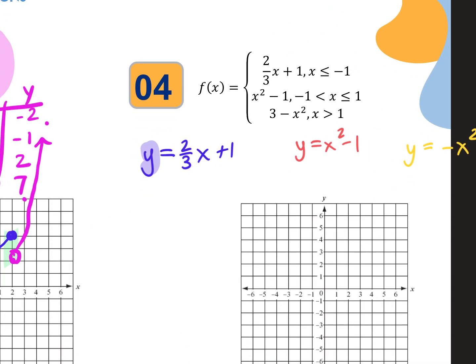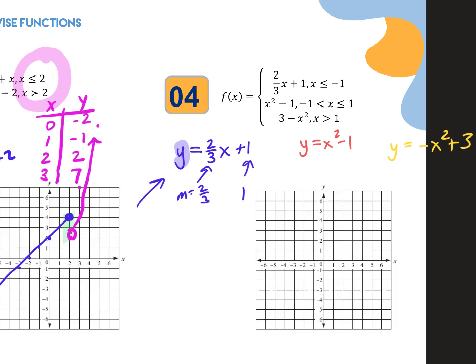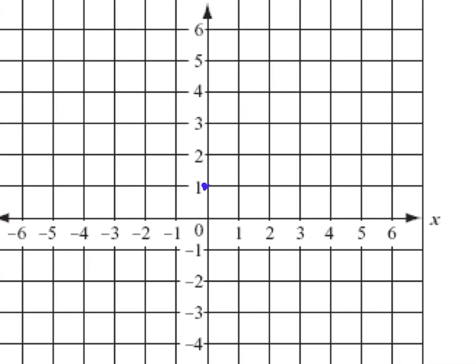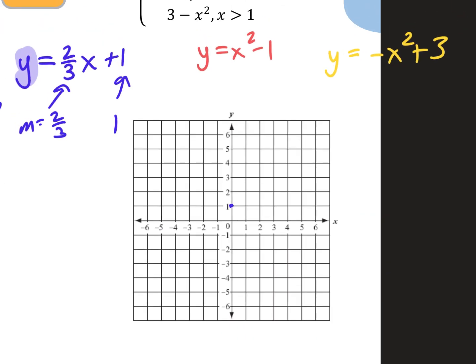So, blue. What's my slope? 2 over 3. And where is it crossing the y-axis? At 1. It's a positive line. So at 1, I'm going to go right here. And then go up 2 over 3. Up 2 over 3. Down 2. Down, and over. 1, 2, 3. Okay.